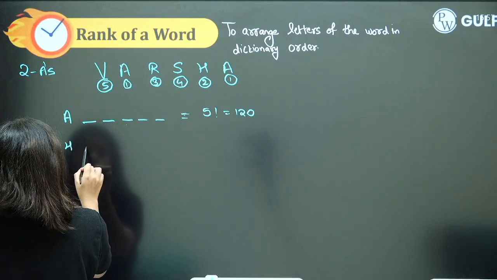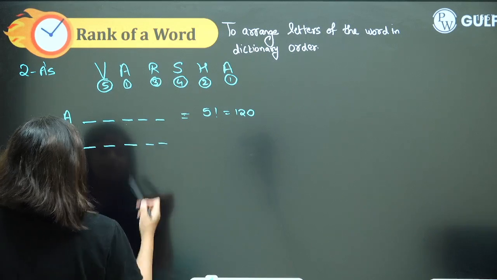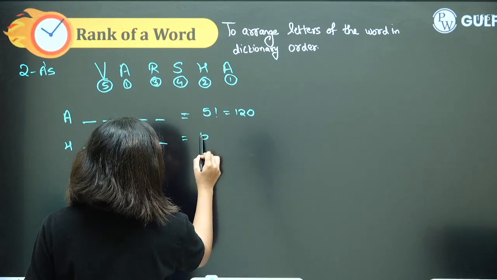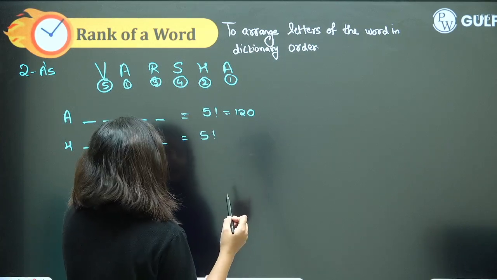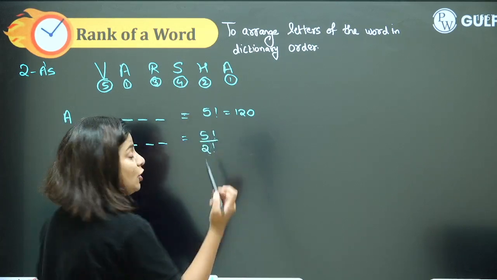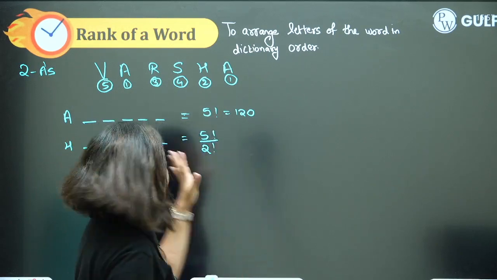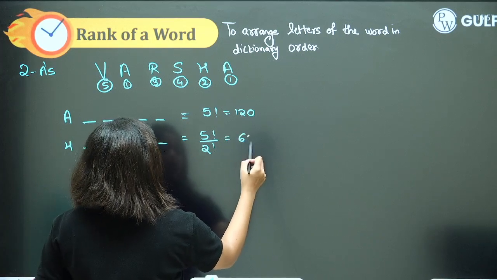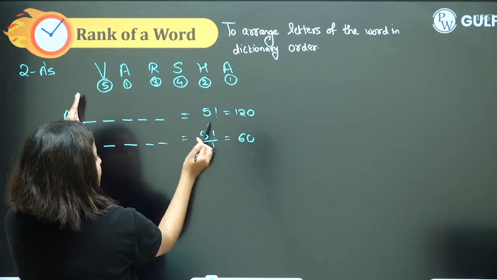After A, what comes in priority? H. 1, 2, 3, 4, 5. If H is fixed, remaining 5 letters can arrange in 5 factorial ways. But mind it, these 5 places will also have 2 A in them. This arrangement will have 5 factorial divided by 2 factorial. Earlier, this 5 didn't have any A, so no need of dividing.